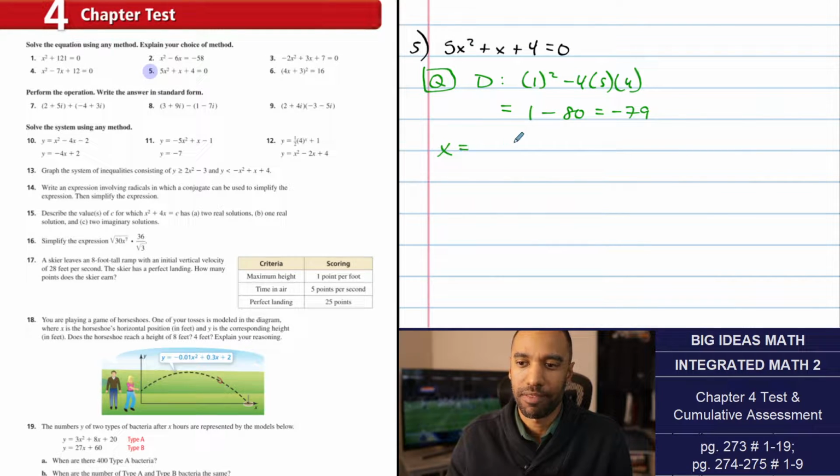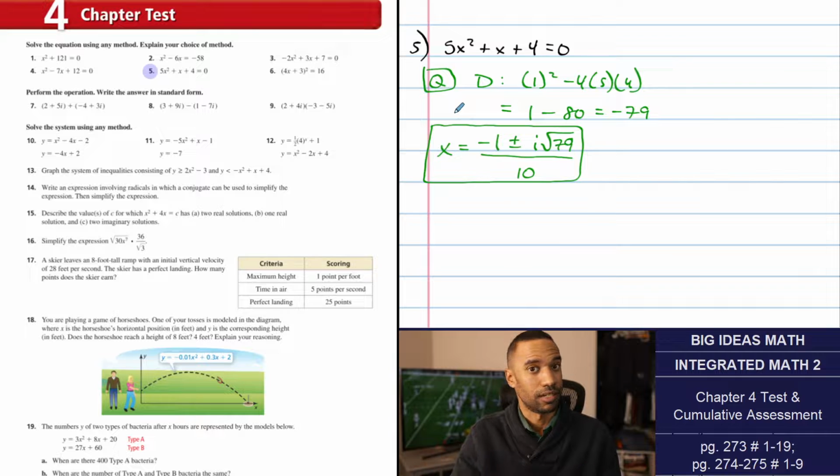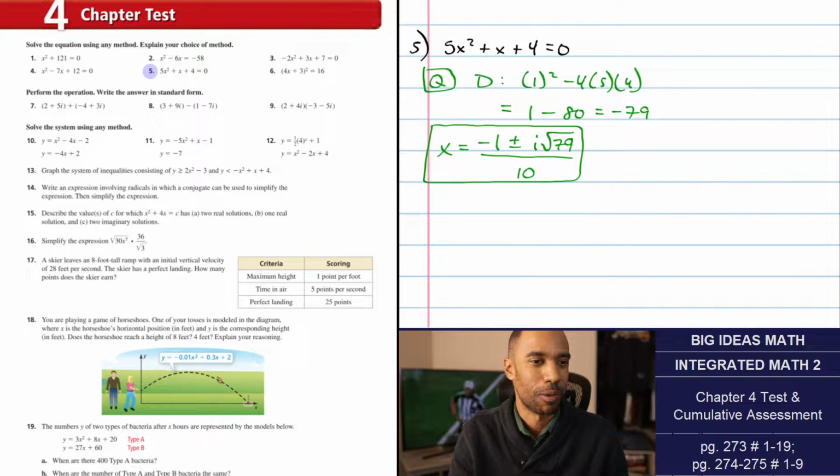So I'm going to pretty much have the answer right here, which is nice. x equals negative b, negative 1, plus or minus the square root of negative 79 is i root 79. 79, I believe, is a prime number, has no perfect squares. Over 2a, 2 times 5 is 10. That should be the final. That's it and that's all. I am done.